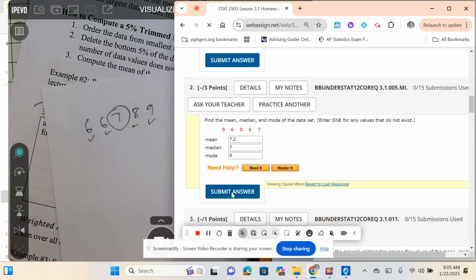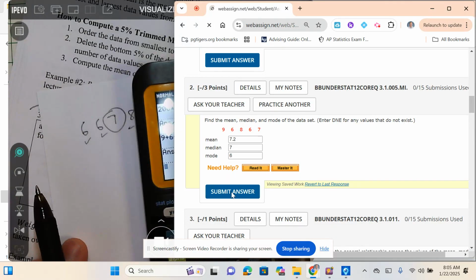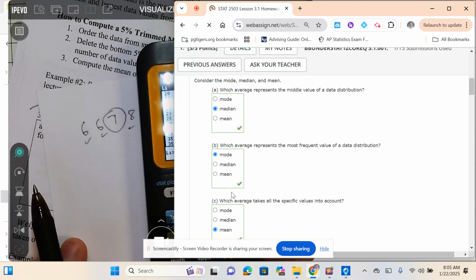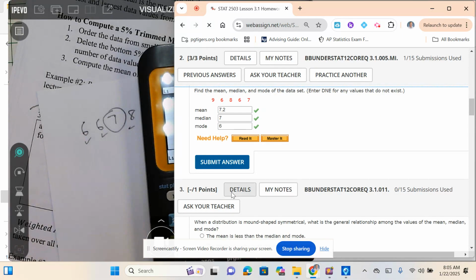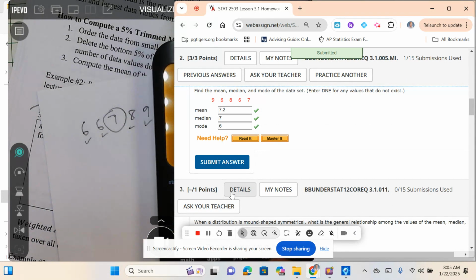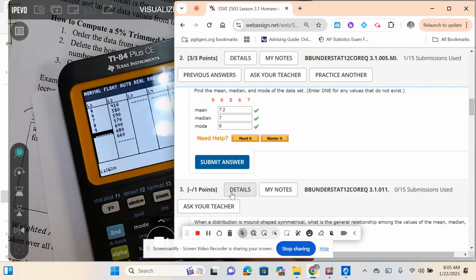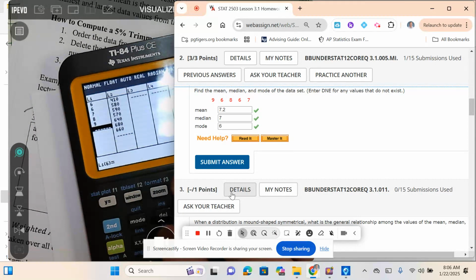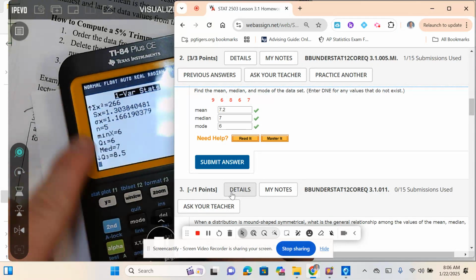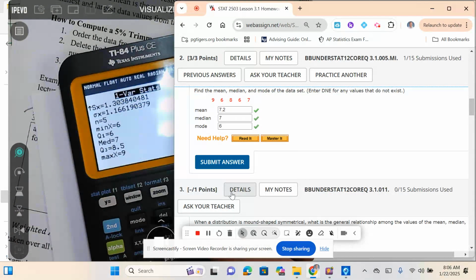You could also do this using the calculator. Okay, I could show you that real quick. I could enter these in the calculator: stat, edit, press clear, press down. So I go to 6, 6, 7, 8, 9. So I enter the numbers, and I press stat, calc, 1-Var Stats. And so 7.2 is my mean, median 7. The mode they don't give you, but you could just spot that. It's got to be 6, okay?